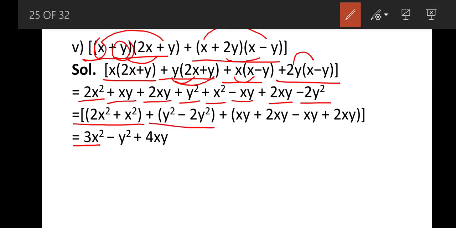These two are the like terms. After solving the numerical coefficients, that is 1 minus 2, you will be getting minus 1. So here it is minus 1 y square, it is quite obvious. Plus xy, that will be giving you, these two get cancelled out because these are of opposite sign. So plus 4xy.